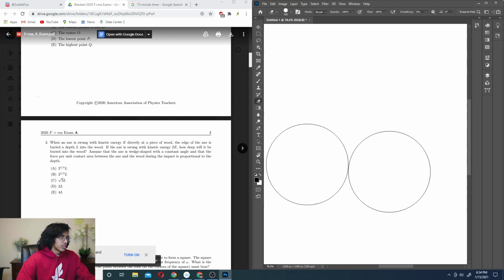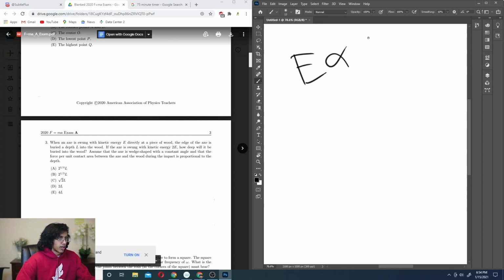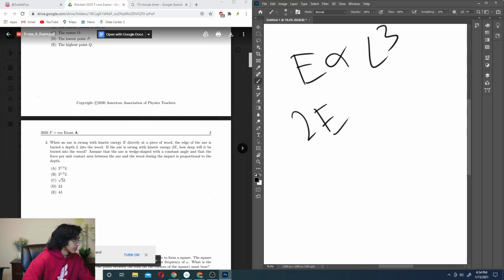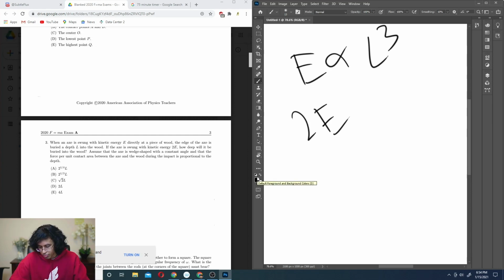Alright, so basically if energy is proportional to L cubed, then if we multiply E by 2, we need the L to be multiplied by the cube root of 2, so that should just be B. Very nice. Alright, number 4.